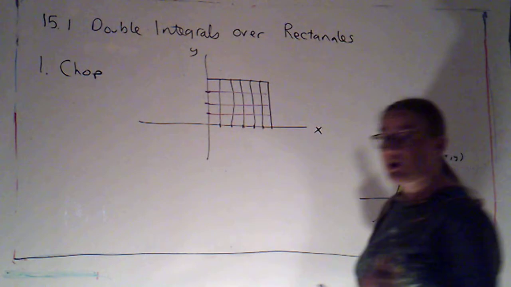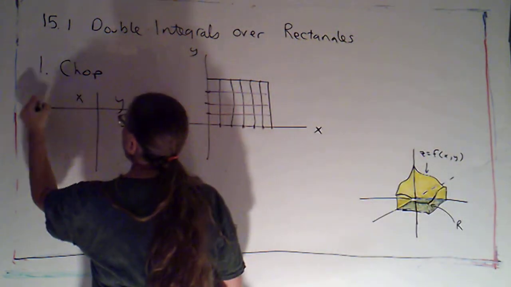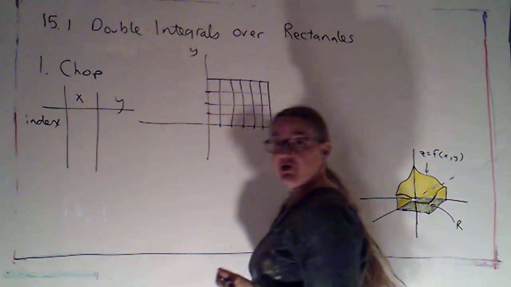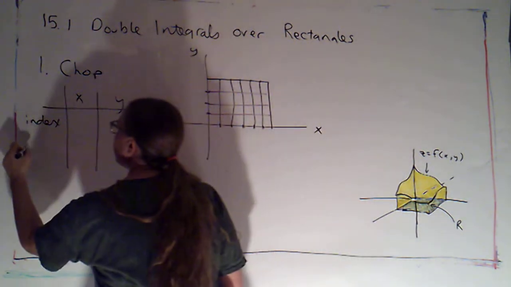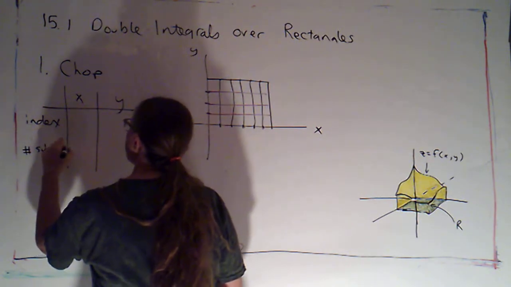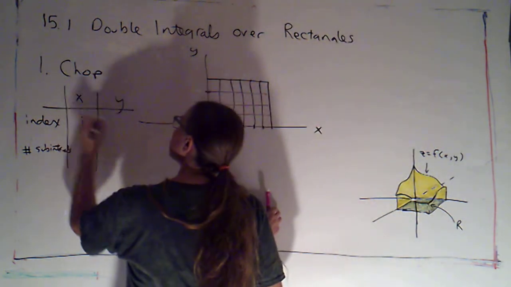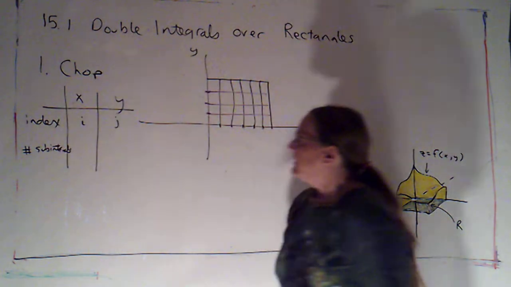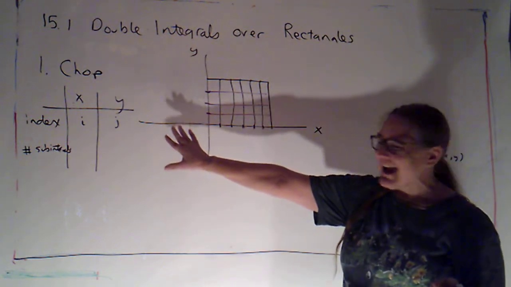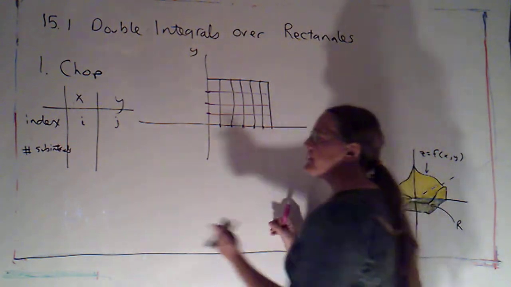Now the notation I'm going to use, I was chopping twice. I was chopping the x interval and the y interval. So I'm going to have an index for each of them. Okay? And then the number of subintervals doesn't necessarily have to be the same. So I'm going to use an index of i for x and j for y. Those are not the vectors i and j. Those are just my indices. They're going to count from 1 to the number of subintervals.